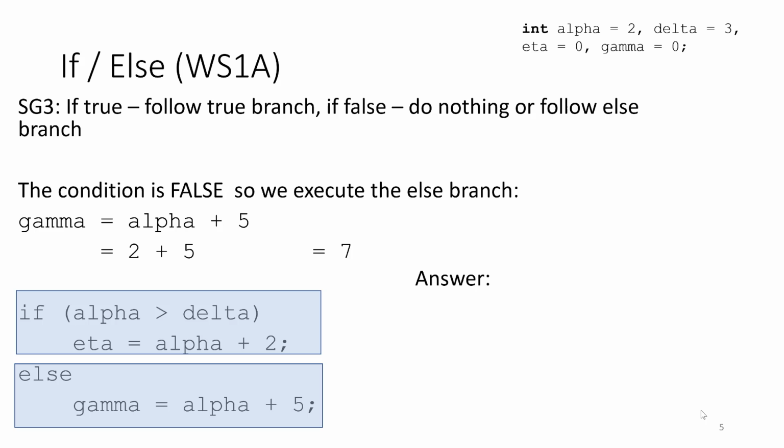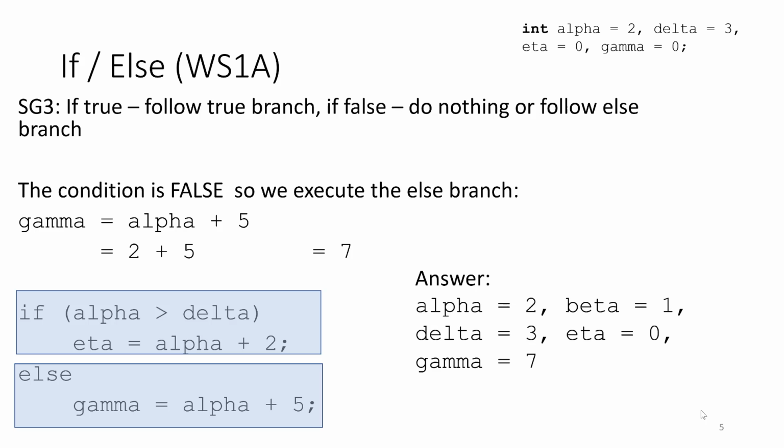Alpha has a value of 2. 2 plus 5 is 7. Therefore, the answer for this worked example is that gamma has a value of 7 after the code is finished executing. That is the end of this worked example.